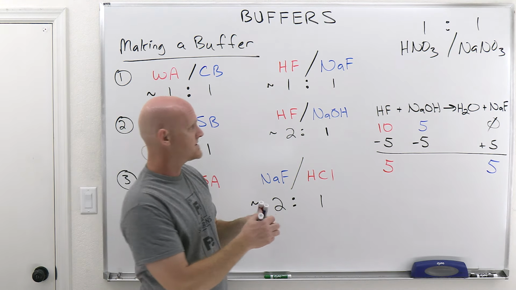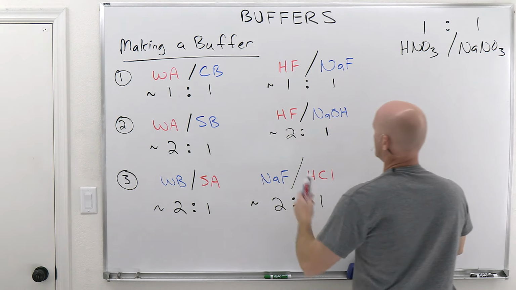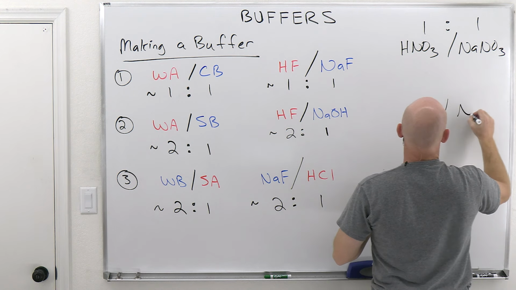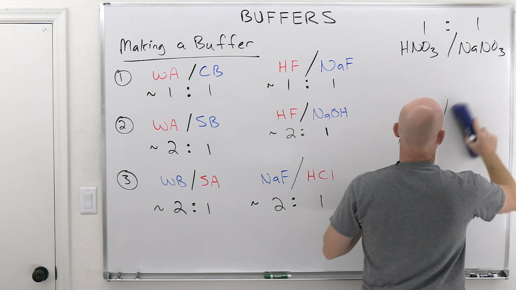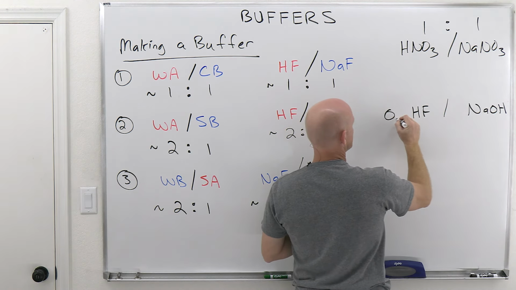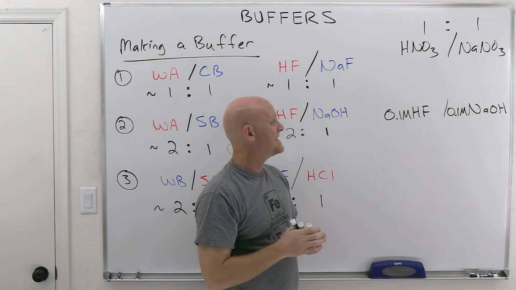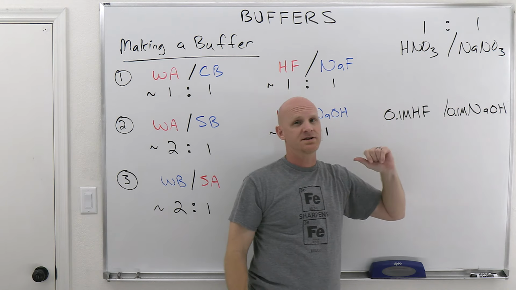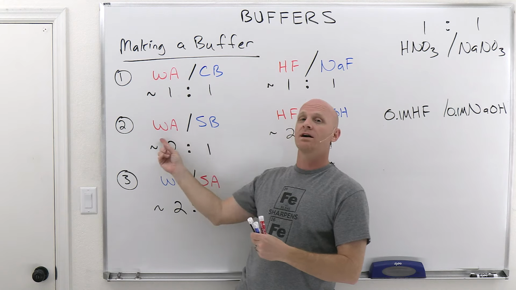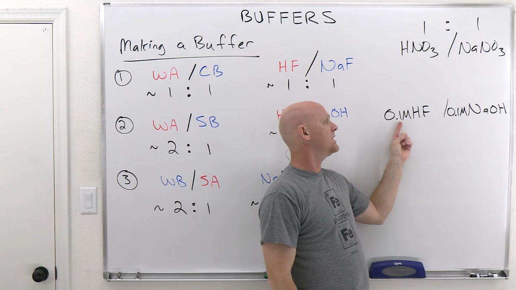Now, the other way they might approach this is they could give you this situation again, HF and NaOH. But what they might do is put molarities on here. So 0.1 molar, 0.1 molar, and all of a sudden now I've mixed a weak acid and a strong base. And you should be like, well, that's a possibility. That is one possible way of making a buffer. But I've got to have 2 parts weak to 1 part strong. And here it's 1 part weak to 1 part strong.